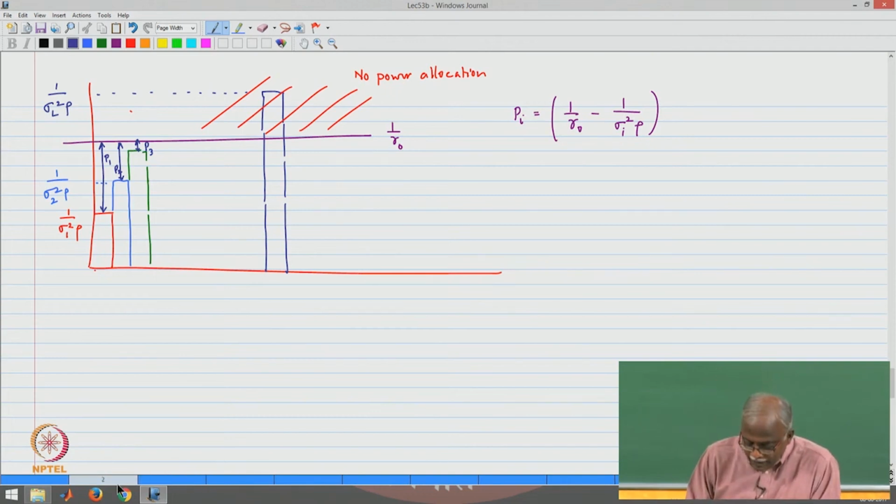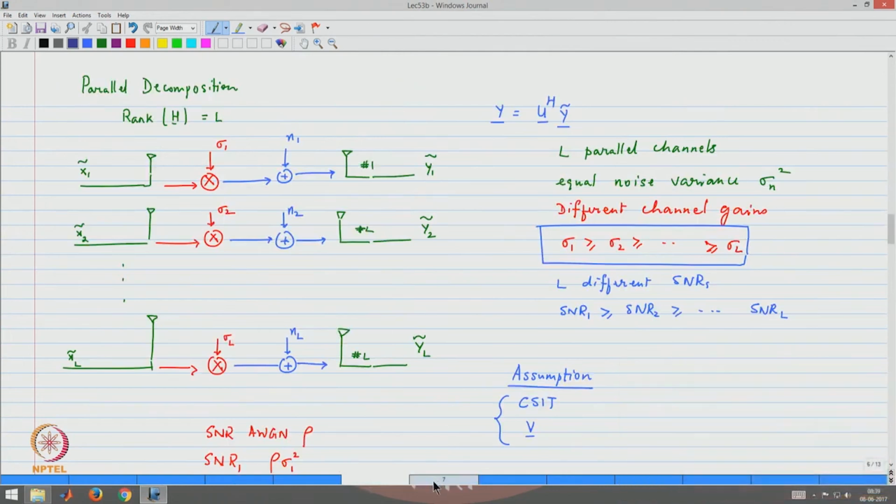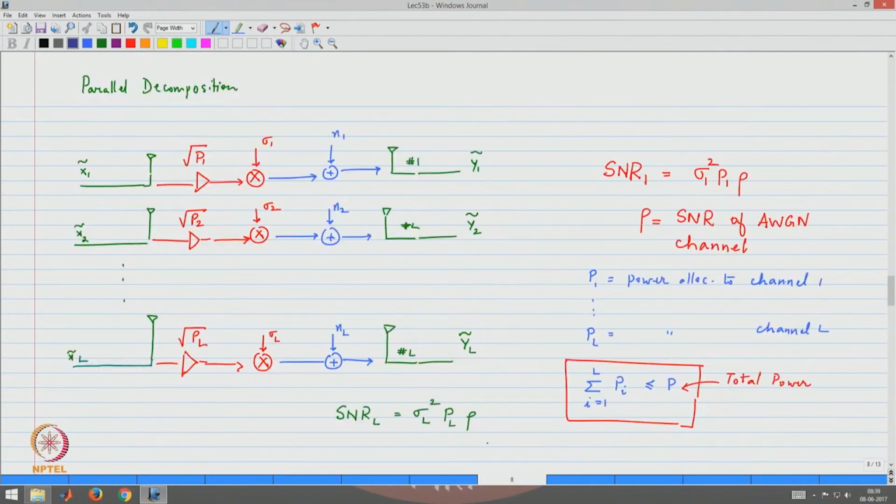So, think of the channel that we are going to be working with as a scenario where we have L parallel channels. Each of them has an SNR proportional to sigma I squared times the average SNR.